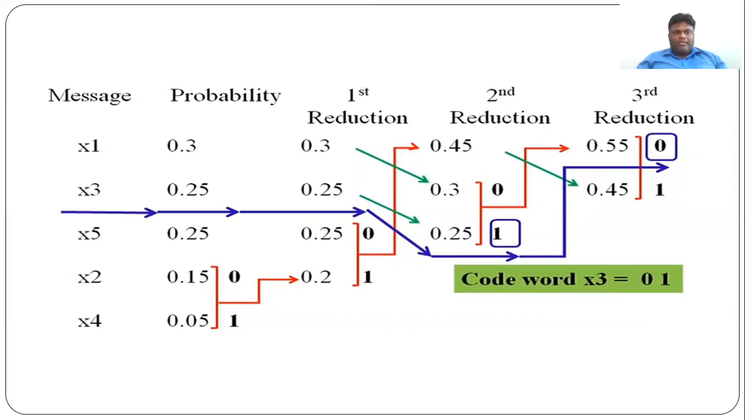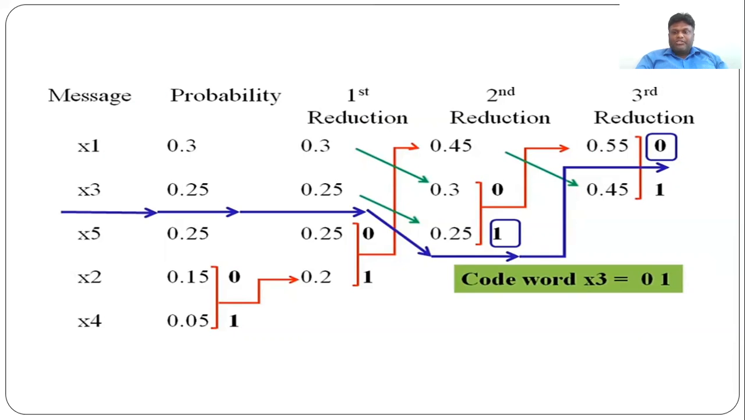The corresponding probability of message x3 is 0.25. In the first reduction, it stays in the same position. In the second reduction, it goes to the third position. And again, in the third reduction, it comes to the first position. Okay. So now we have to trace the code word in the backward approach. So the first term will be 0 and the second term will be 1. So this is the code word for x3.